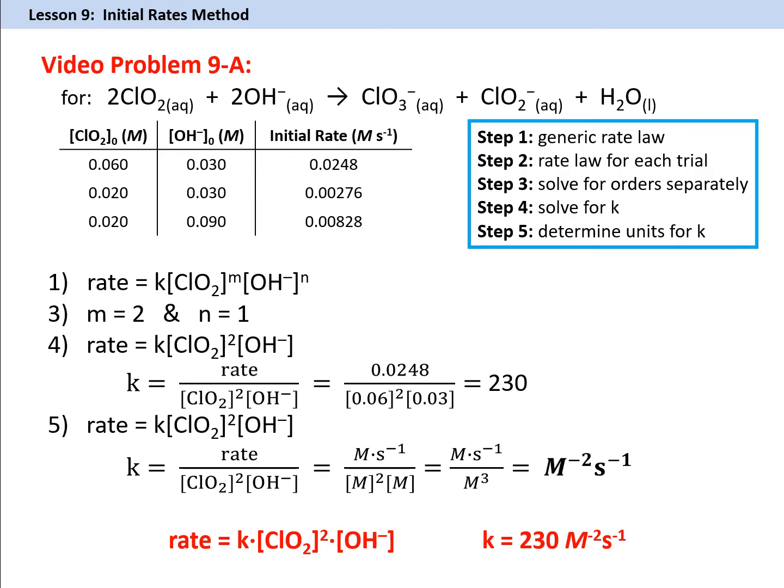All right, initial rates method is tough. It takes some practice, so make sure you get that practice in before the homework and also before the next quiz and test.